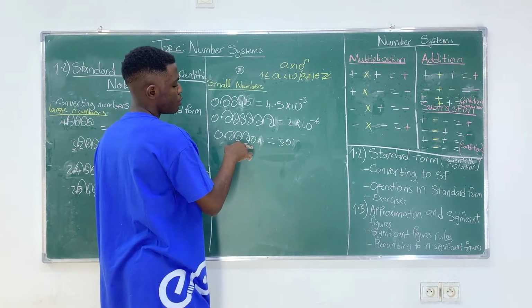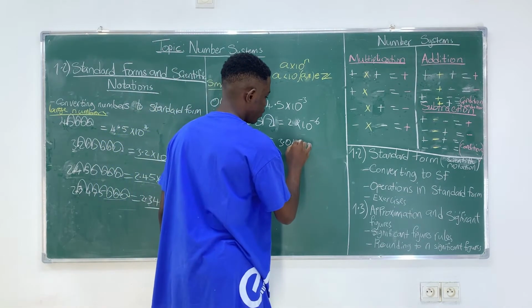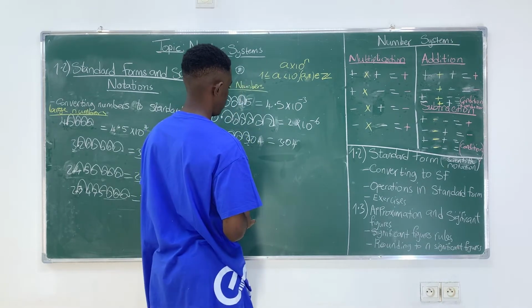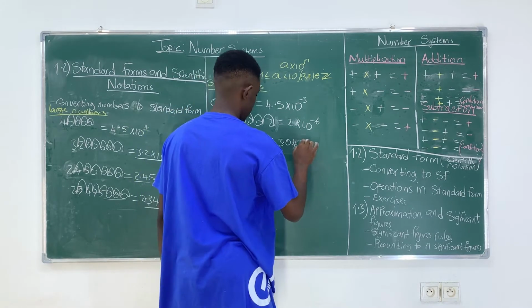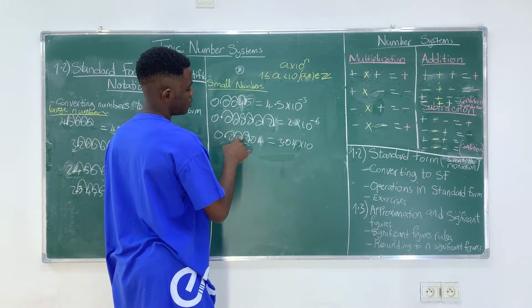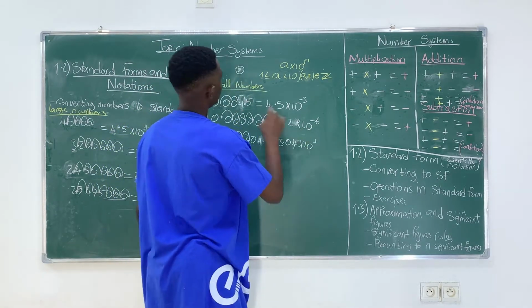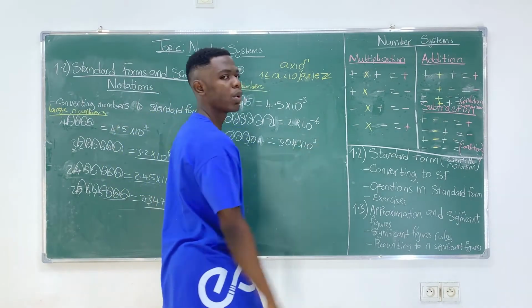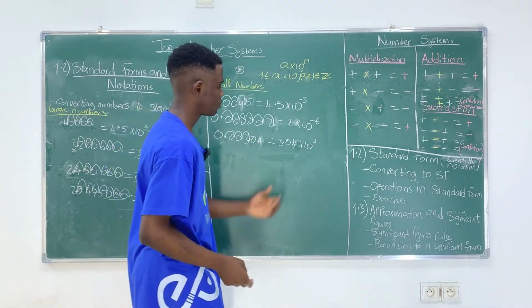If it is 3.04, you're going to have 3.04 times 10 to the power 1, 2, 3. This 3 is the 10 to the power 3. Same 3.